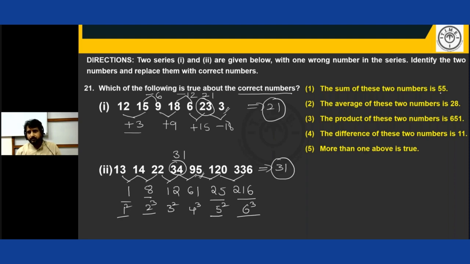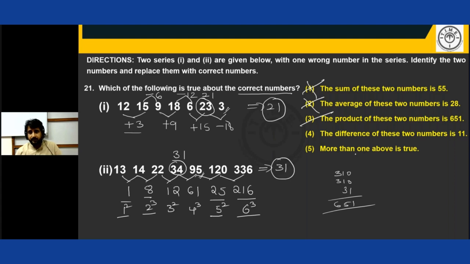The sum of these two numbers is 55. No, 21 plus 31 is 52 only. So not the first option. The average of the numbers is 28. No, 21 plus 31 is 52, divided by 2 is 26. Average is 26. Not the second option. Is the product 651? Let's check it. 21 into 31 is 651. Choice 3. 31 tens are 310. One more 10 times 310, one more time 31. It is 651.